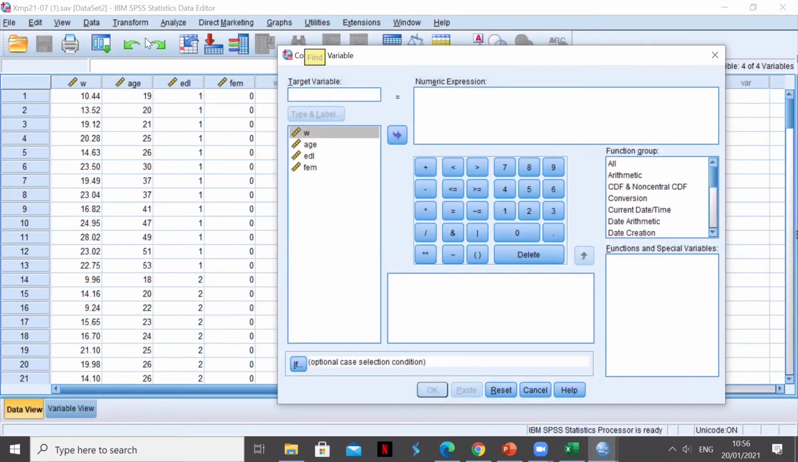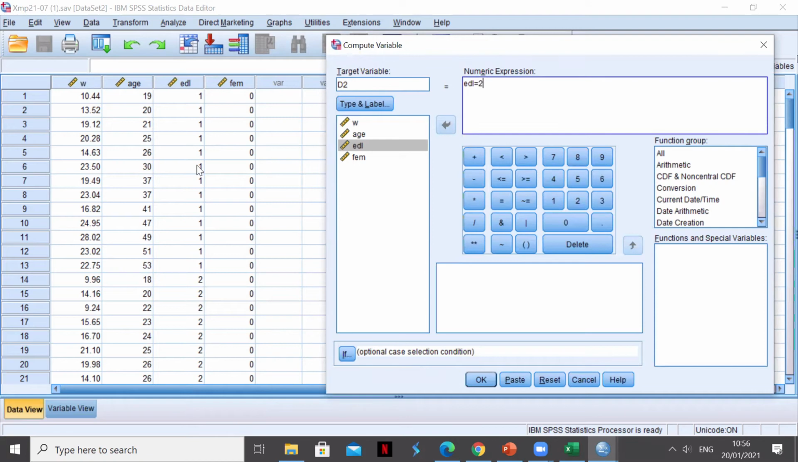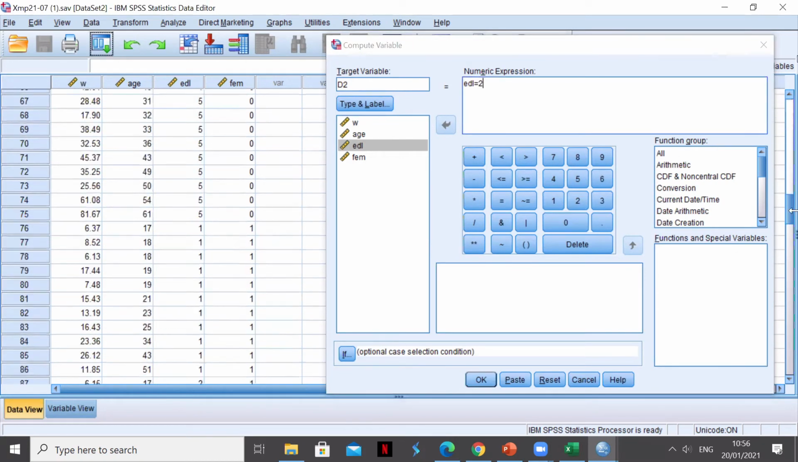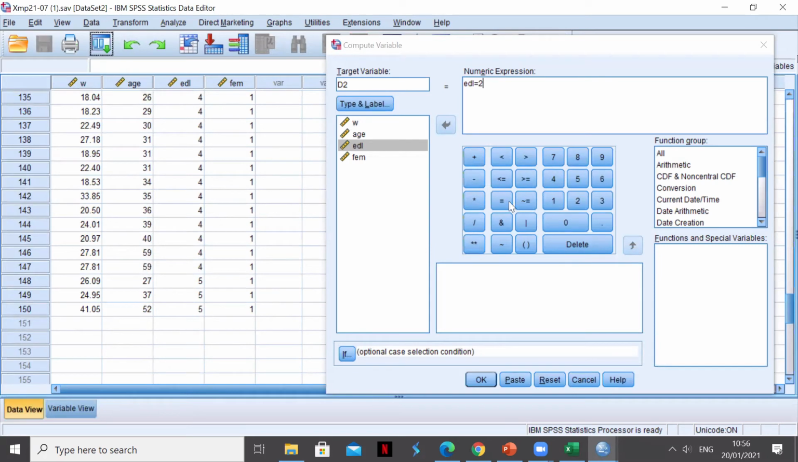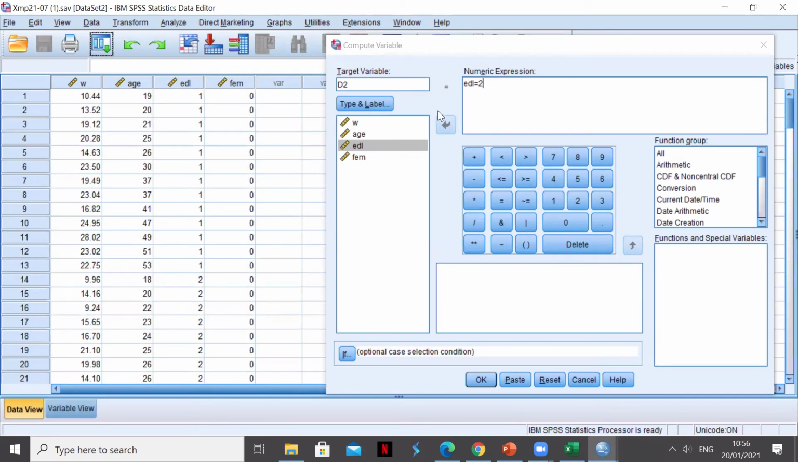Here again, you get your target variable and your numeric expression. In your target variable, you always fill in the name. So I say D2 in this case because D1 is left out. And D2 is 1 if the education level is 2. Because remember, I already said to you, we have education level with values up to and including 5. So the dummy variable will return 1 if my education level is 2, and it will return 0 otherwise. So I click on OK.